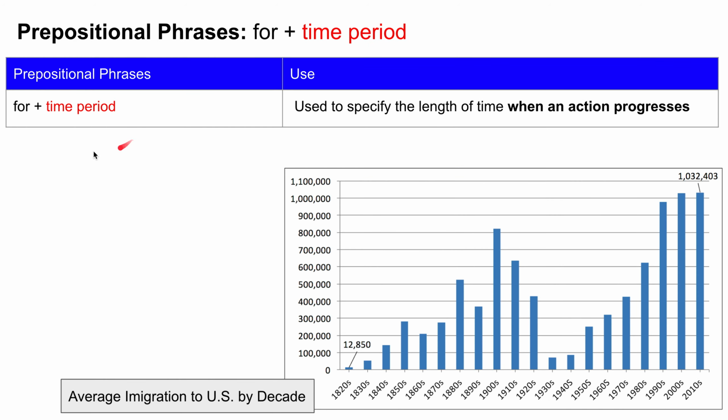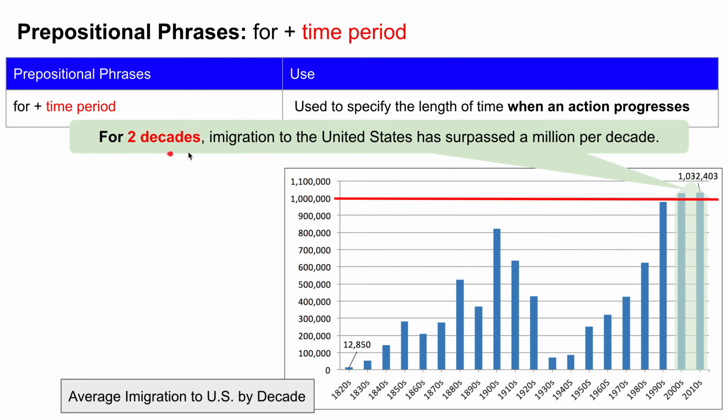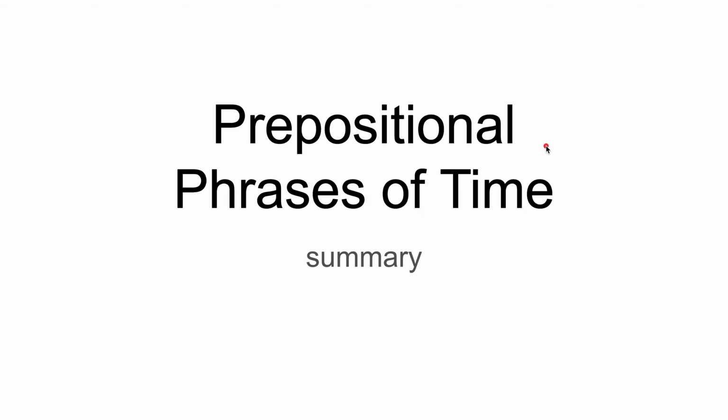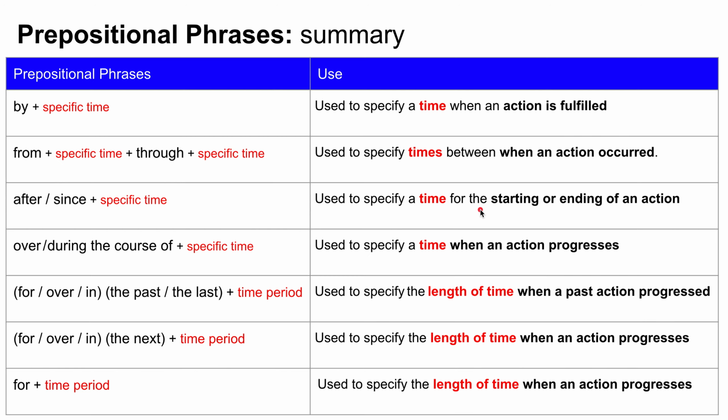The last one is for plus a time period. This is used to specify the length of time when an action occurs or progresses. So again, for 2 decades, immigration to the United States has surpassed 1 million per decade. Okay, that concludes this. A quick summary.